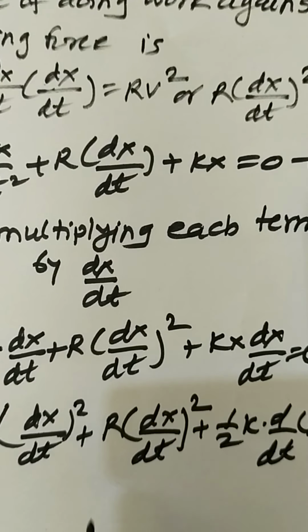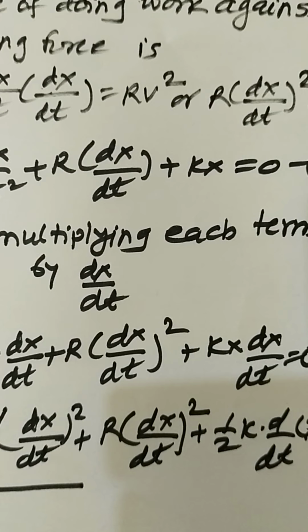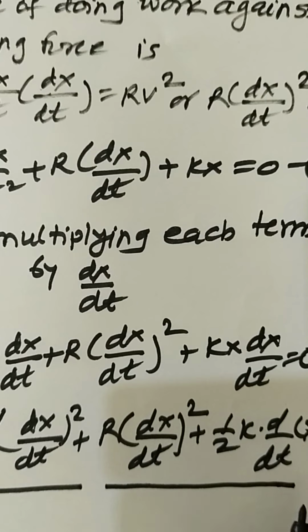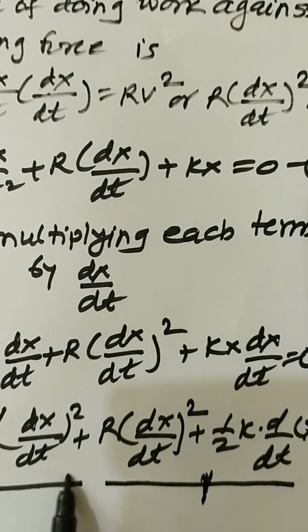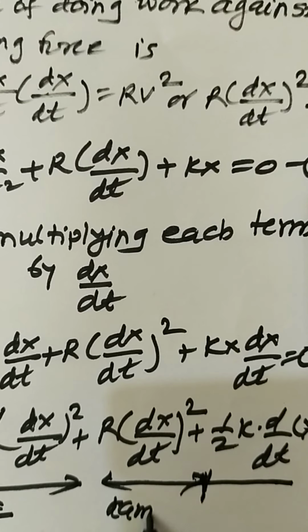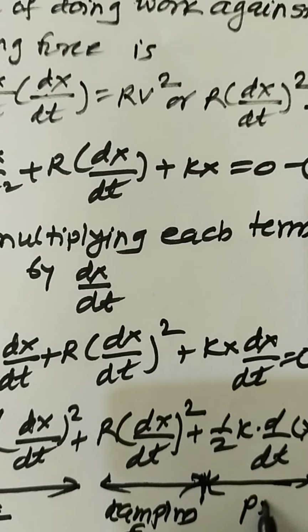The first term in our equation represents the rate of change of kinetic energy with time, the second term represents the rate of doing work against the damping force, and the last term represents the rate of change of the potential energy with time.